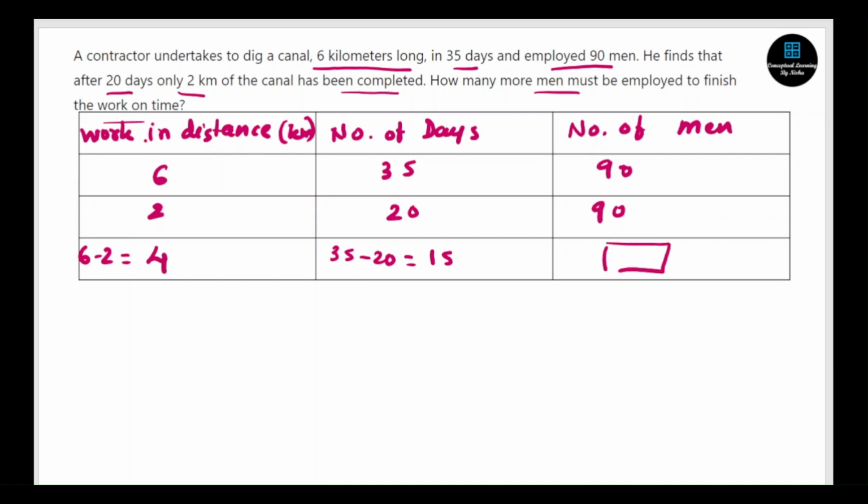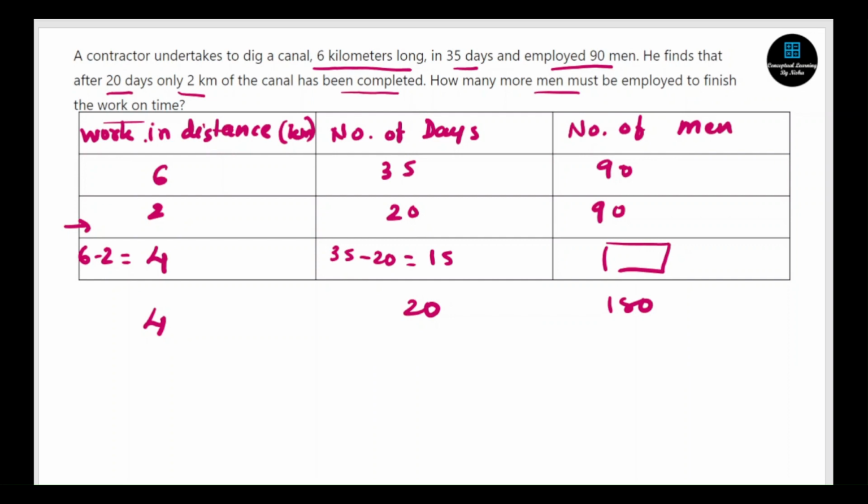Now from this given data, I'll find for 20 days first. If I keep the number of days constant, work and men: if more work, more men. So direct proportionality. So first I'll find for 4 kilometer distance, 20 days only. How many men are required? 180 men are required, because I have to simply double it.